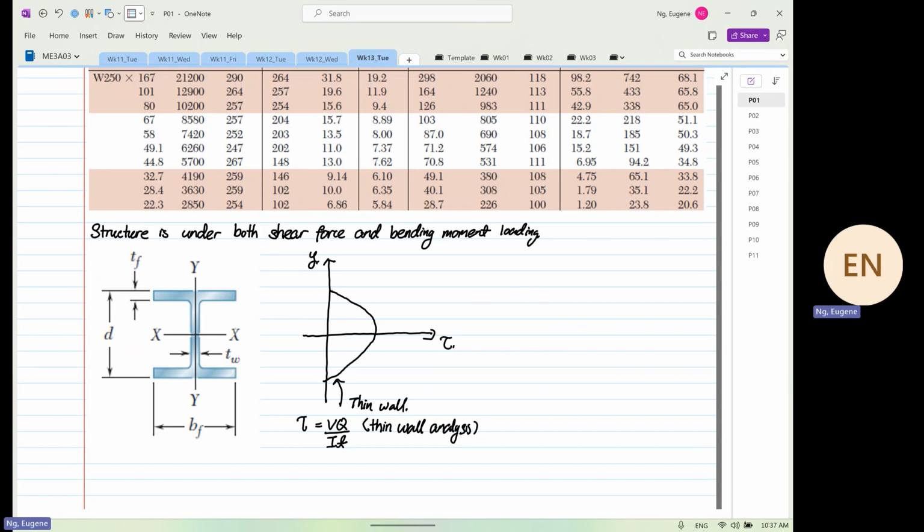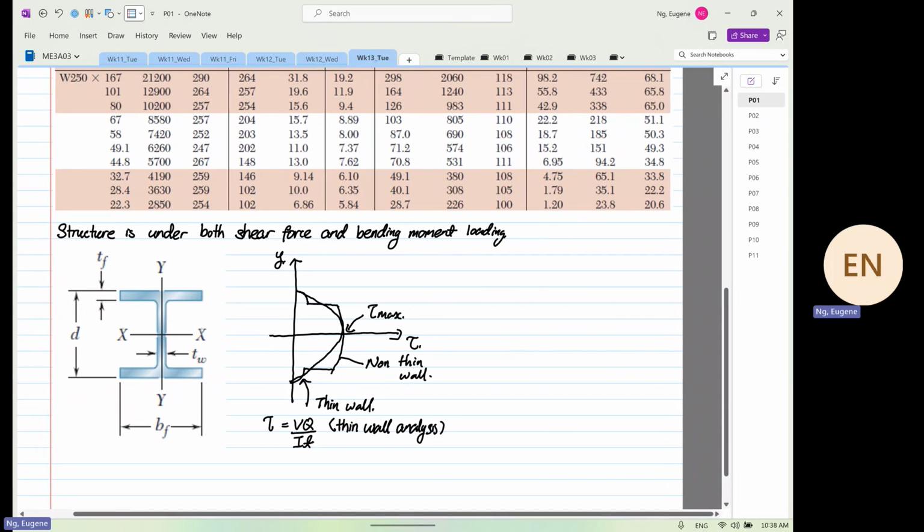If it's non-thin wall, it's going to look like this. It's not bigger or higher. So this is based on non-thin wall. Okay. So what we realize is that over here is where tau max, right?